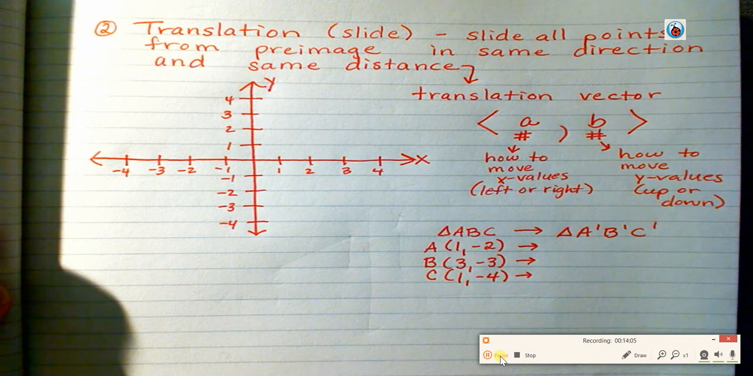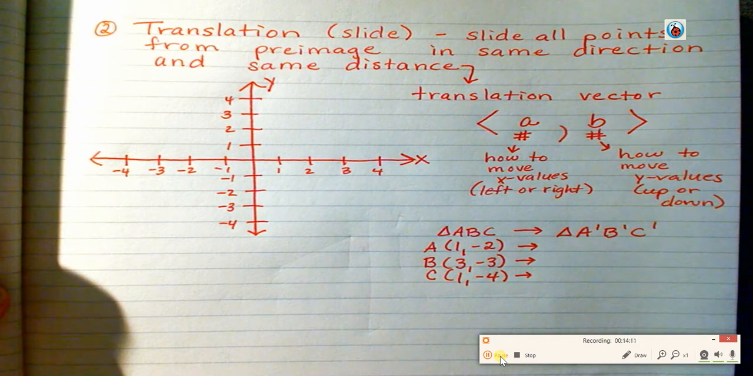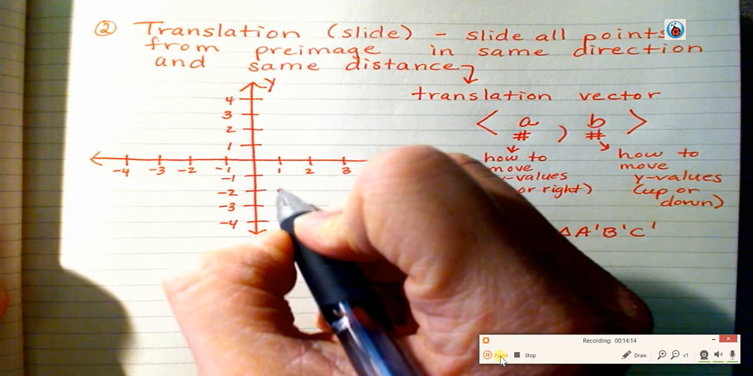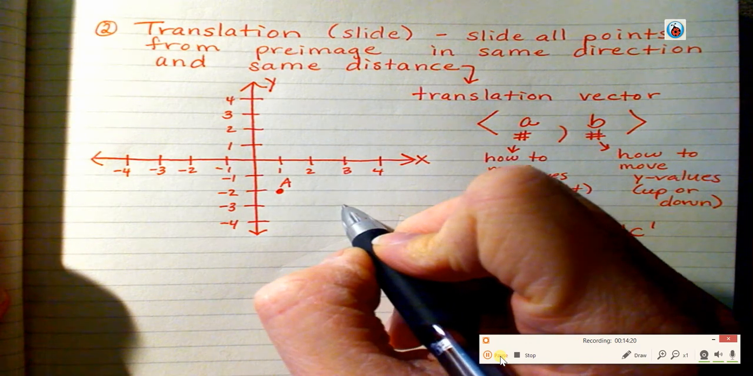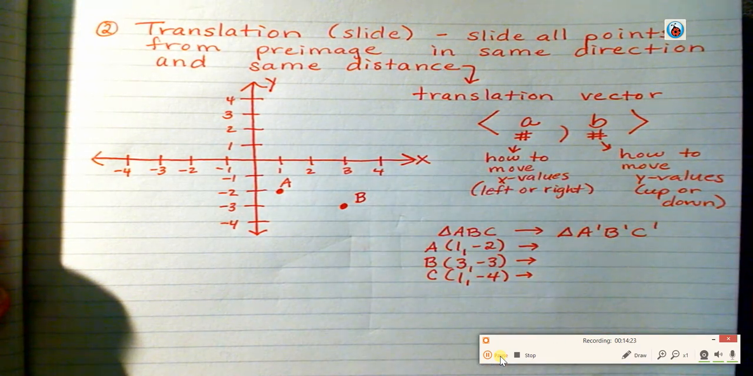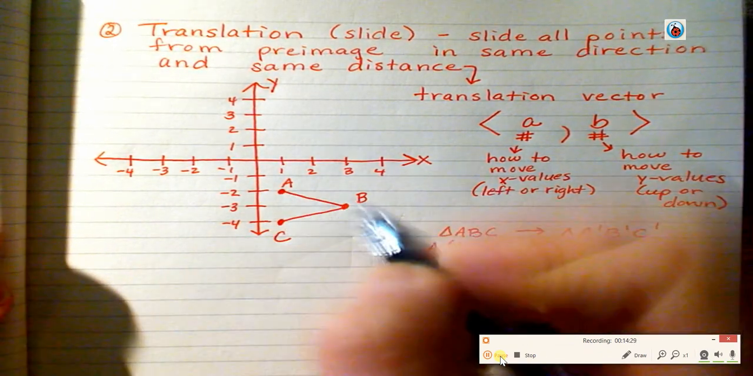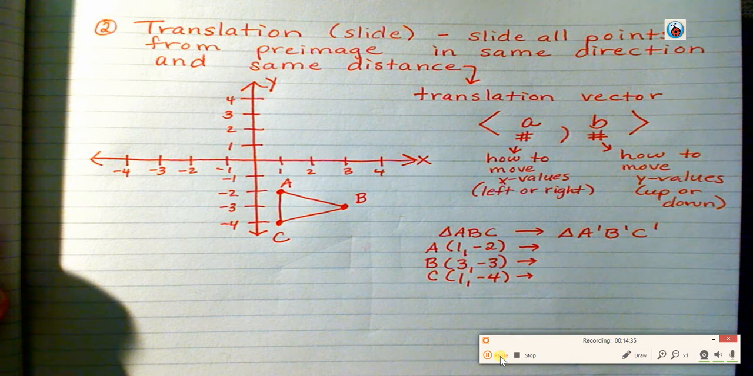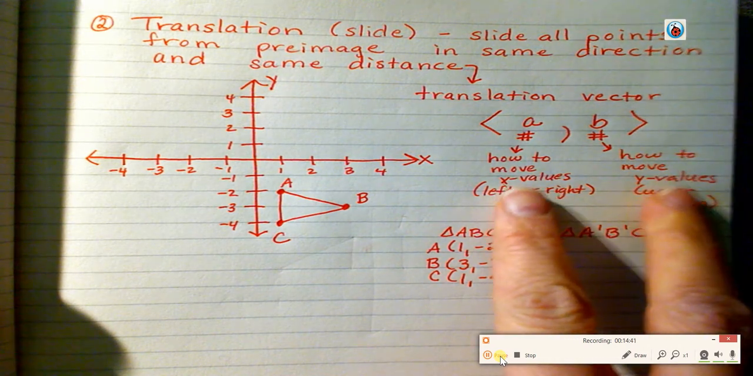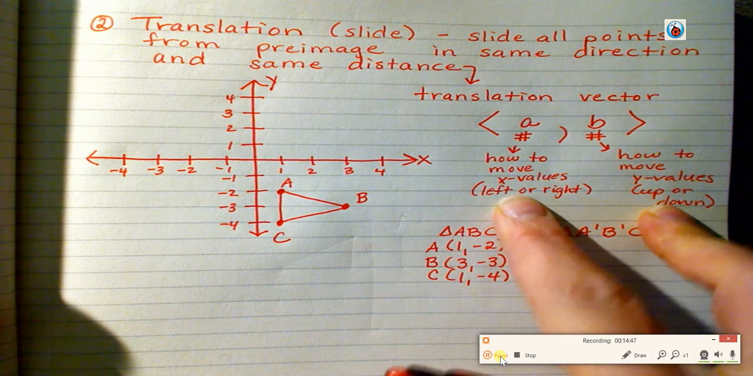So I'll be given those points for the pre-image, or I'll already have it on the graph. So we're going to put those points there for our pre-image to see where that's located. So A was at 1, -2. B was at 3, -3. And C was at 1, -4. So sketch that out. Here's our pre-image. And then you're going to be given a translation vector that will tell you how to move, what direction, and how far to get your new image.